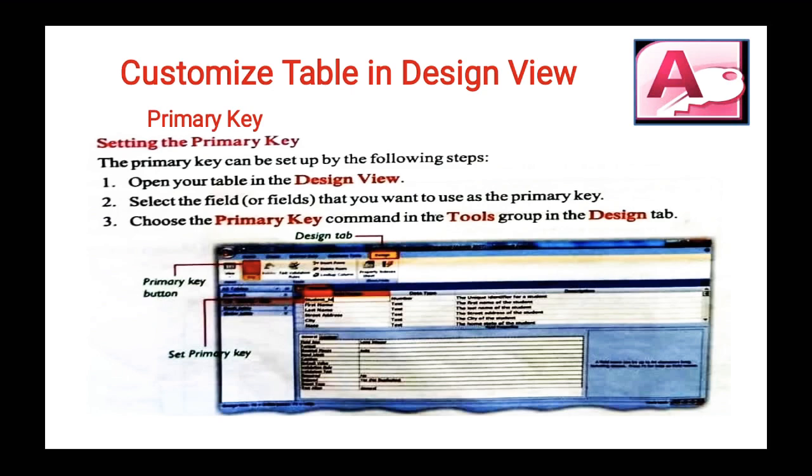Now, we are going to learn how to set the primary key. Open the table in the design view. Select the field or fields that we want to use as a primary key. Choose the primary key command in the Tools group in the Design tab.